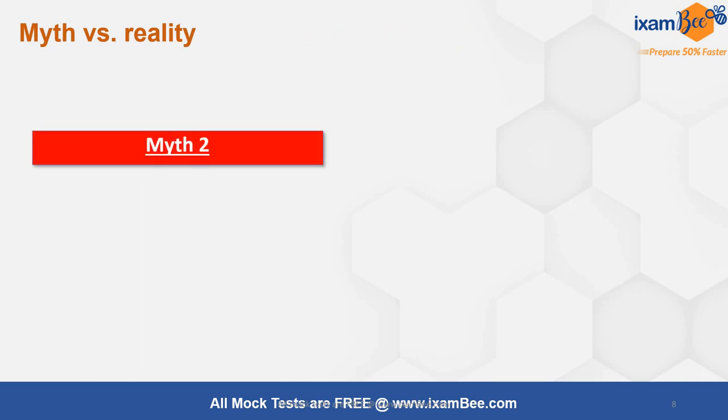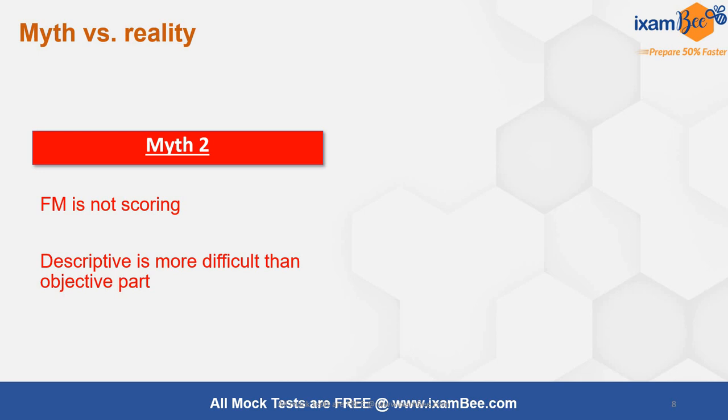The next myth related to FM, the finance and management paper, is that FM is not scoring at all. And second part, in 2021, after the descriptive was introduced in the ESI and finance paper, many students have started getting scared of attempting the RBI Grade B paper because of the descriptive part, because it is more difficult to prepare as per the myth and it is less scoring than the objective part.